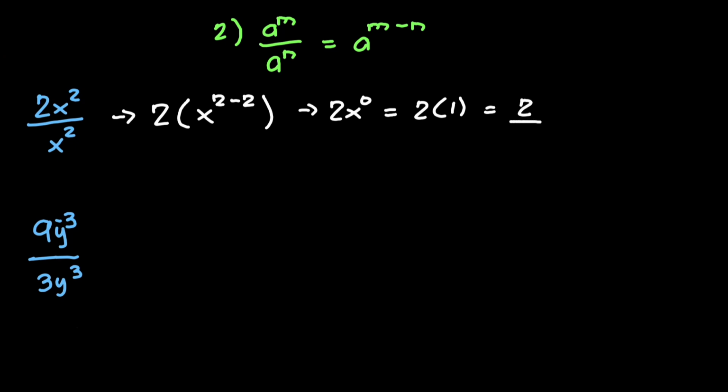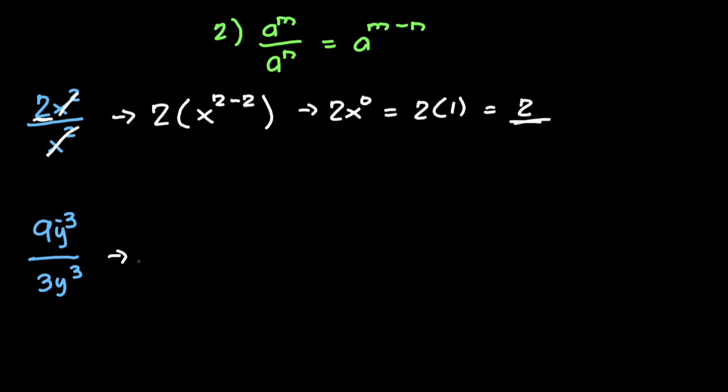You can also get the same answer by just observing this problem. x squared will cancel each other out. So the leftover answer would be just 2, which is this.